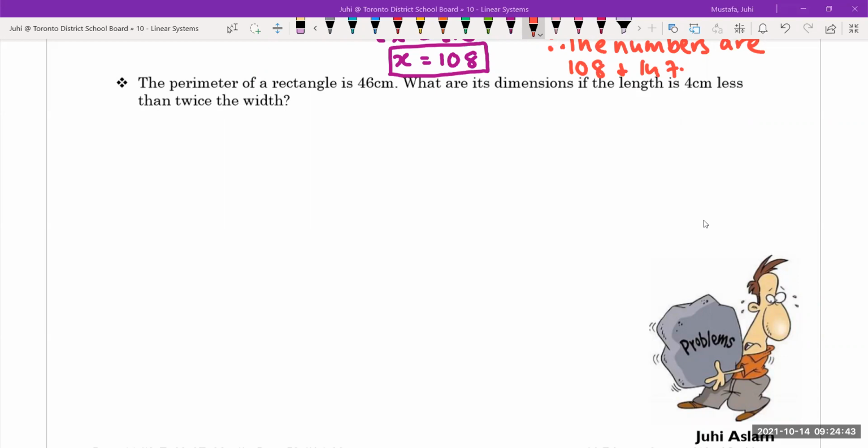So this question is talking about the perimeter of a rectangle. It says the perimeter of a rectangle is 46. That means when you add up the length, the other length, the width, and the other width, you're going to end up getting 46 centimeters. What are its dimensions? Dimensions is just saying what is the length, what is the width. If the length is 4 centimeters less than twice the width.